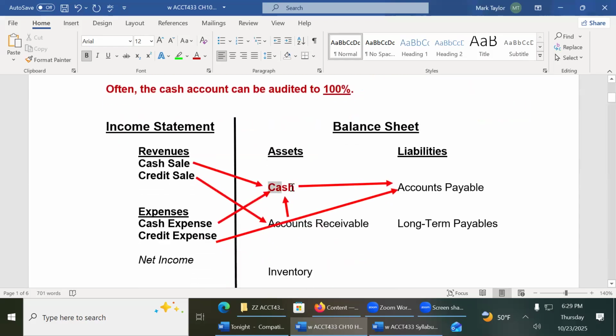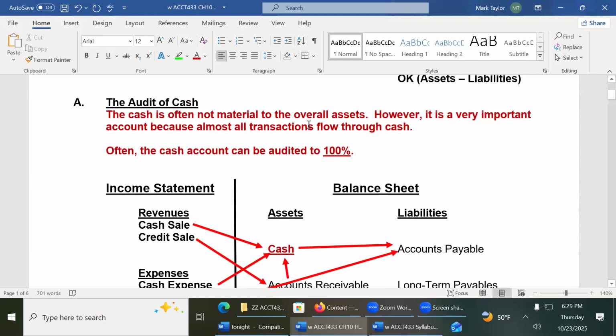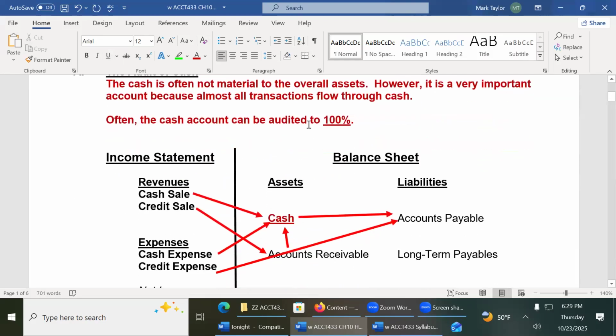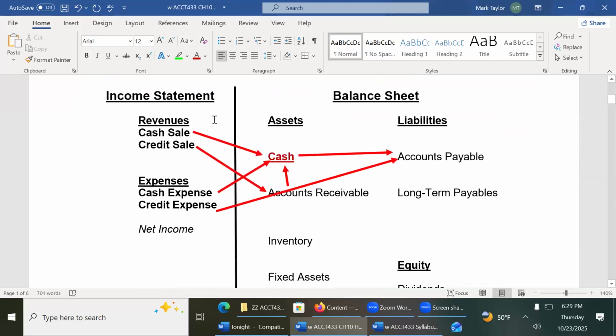So the cash account is often not material, but it is a very important one to do because everything goes through it. And like I say, these very material accounts can all be verified through this immaterial cash account.